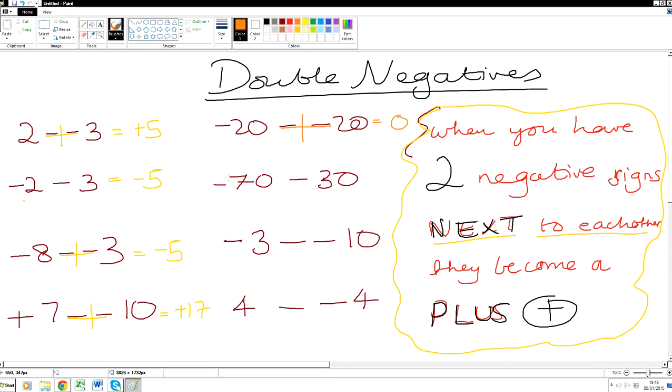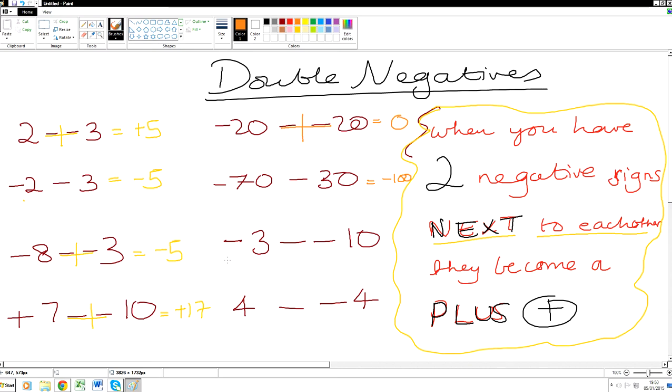Okay, next question. Ruqayya. We have minus 70 minus 30. Do these two minuses become a plus? No, because they are not next to each other. We are learning two minuses next to each other become a plus. So this is minus 70 minus 30, which gives us what, Fatima? Minus 100. So I owe you 70 and I owe you 30, that means I owe you 100.